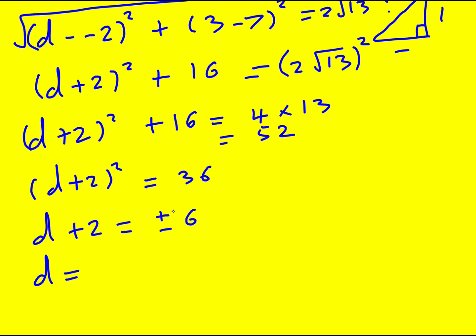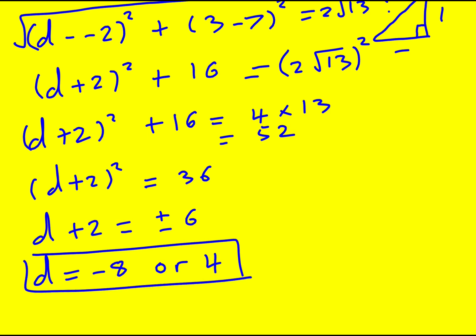Now, when d plus 2 is minus 6, I'm going to minus 2, I'm going to get minus 8. And then when it is 6, I'm going to minus 2, I'm going to get 4. So those are my two solutions. If you did expand the quadratic, you could factorize it, etc., and you'd get the same thing. I'm not going to do that here.